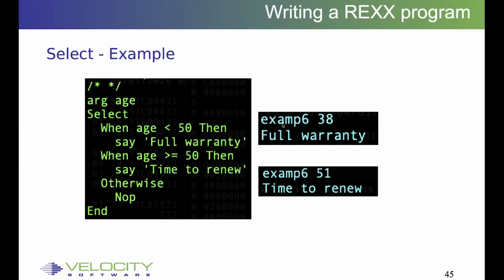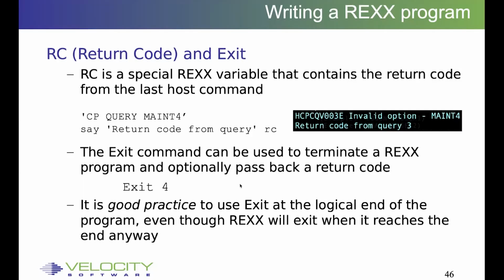So here are some examples. I'm going to pass it the value 38. I get full warranty because the value 38 is less than 50. And if I pass it 51, I get the response time to renew. So that's a general idea of how select works.